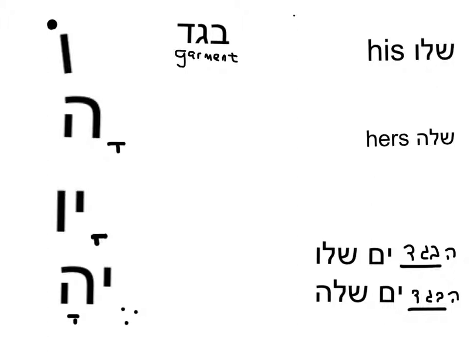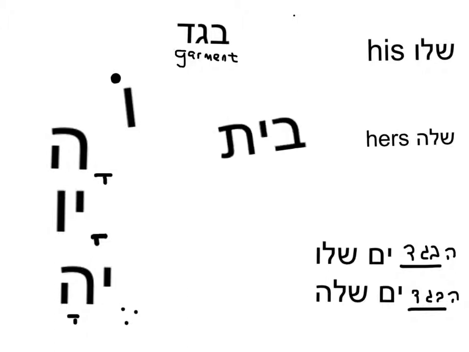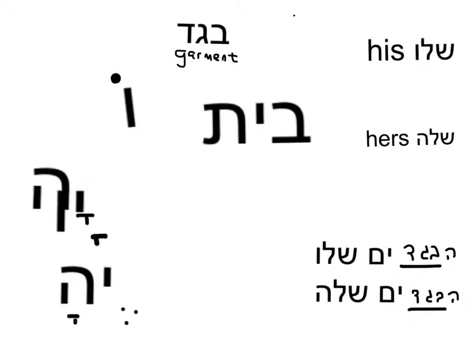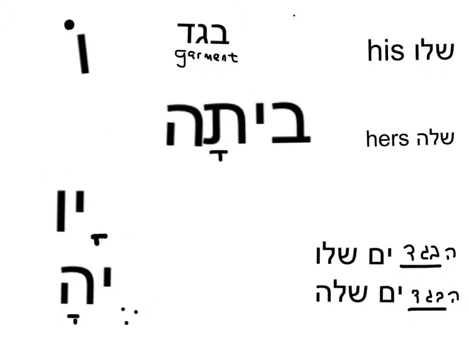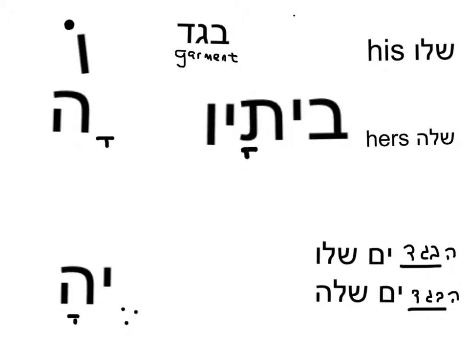Now you can do the same thing with any noun. You might take the noun bayit. Just for fun, let's just do it with one more noun. Bayit. What's a bayit? Call it out. Bayit is a house. Let's play this game. What if I did, call out the translation, beito. His house. Very good. Beita. Her house. Awesome.